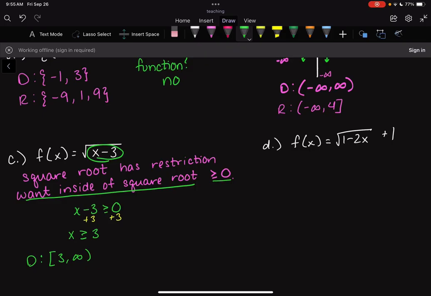But again, what this is trying to tell us is, okay, I can plug into the x value anything bigger than 3. So I can plug in 3, and I can plug in anything bigger than 3. If I plug in anything outside of this domain, I'm going to get an imaginary answer. So I'm going to get an error.